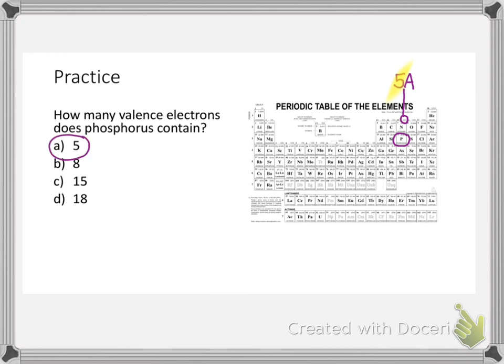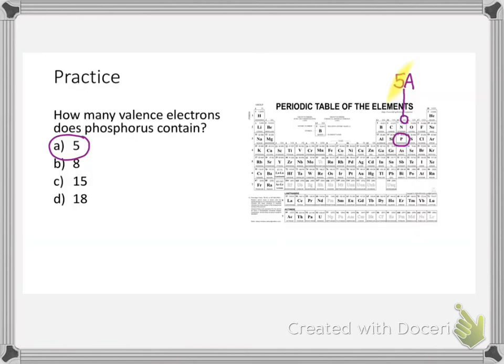Now we're going to get into more detail about them in electron configurations, but oftentimes all we need to know is how many. If you need to know how many, look at the number in front of the A for the main group. Okay, so that was it. I thought I had one more slide, but I didn't.